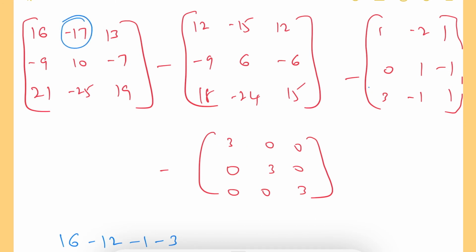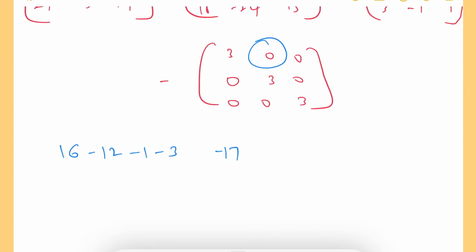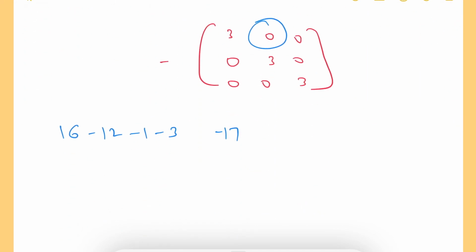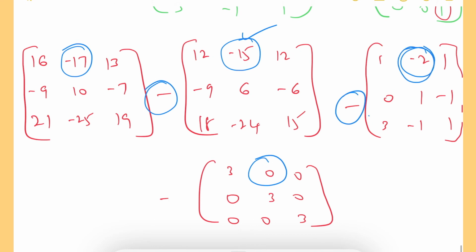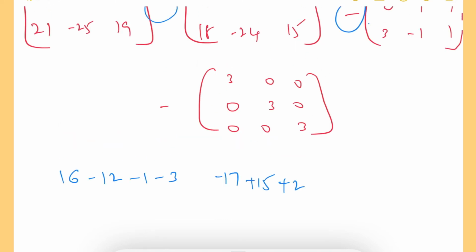Next, second, if we take minus 17, minus of minus 15, minus of minus 2, minus 0. So minus 17. Next, minus into minus 15, plus 15. Minus into minus 2, plus 2. Minus 0. 0 doesn't have any value, so I'm not writing that 0.